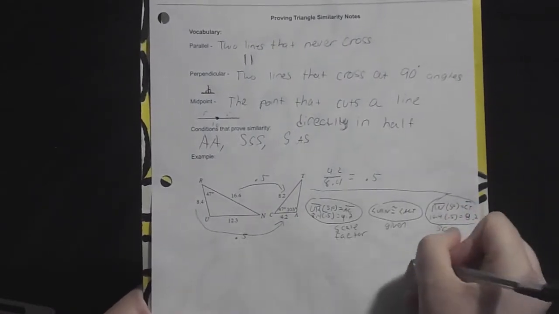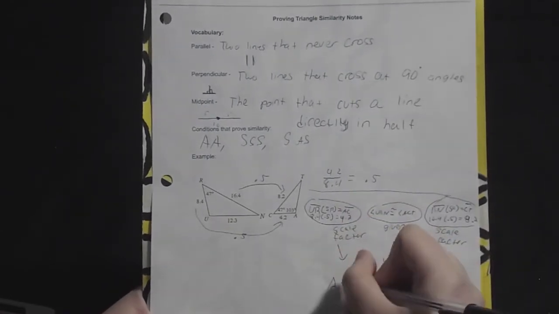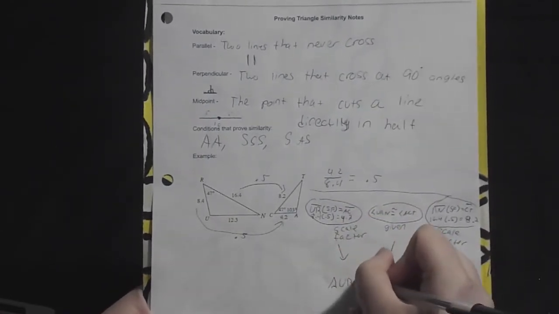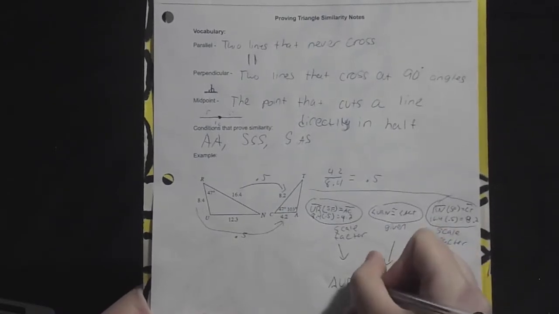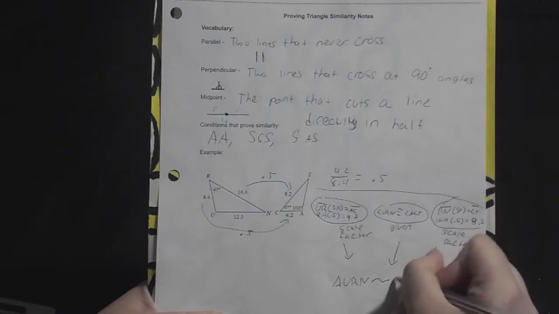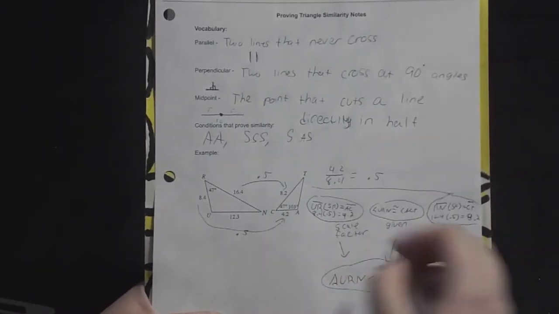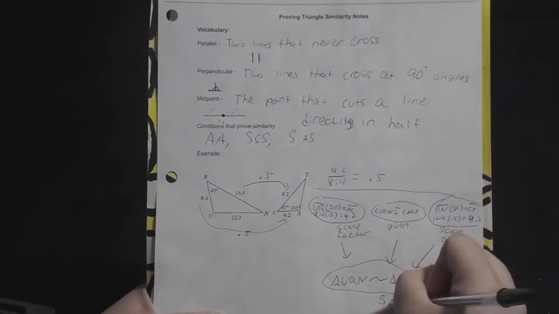So now that I have all three of these, I can say that triangle URN is similar, remember we're proving similarity, so use the similar sign, to triangle ACT. And I was able to prove this because of side, angle, side.